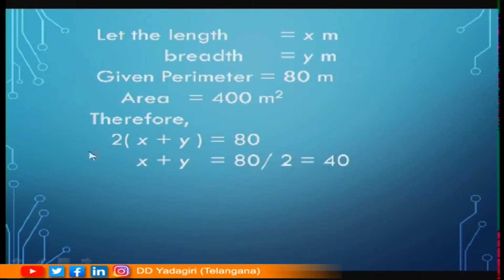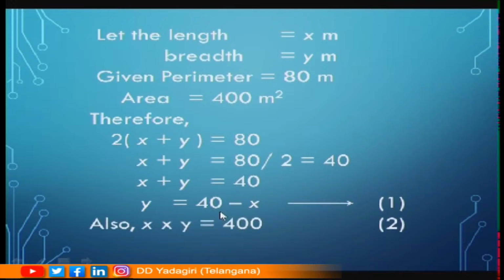When I transpose this 2, which is multiplied on the left hand side, to the other side, it divides the 80 on the right hand side. So, I get x plus y value as 80 by 2, which is 40. I am transposing this x to the other side and considering this equation, y is equal to 40 minus x, as equation 1. Also, it is given that area is equal to 400, which means x into y should be equal to 400. I consider this equation as 2.